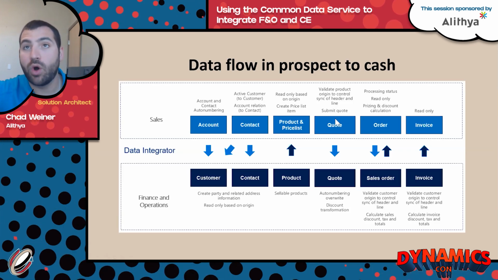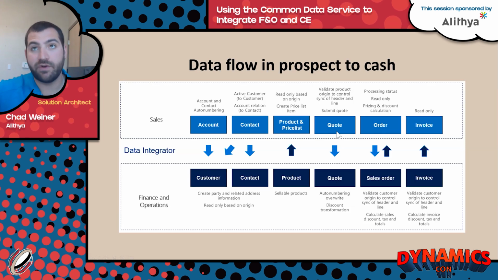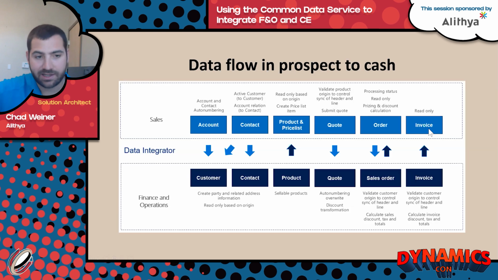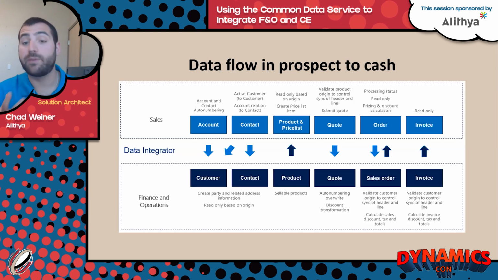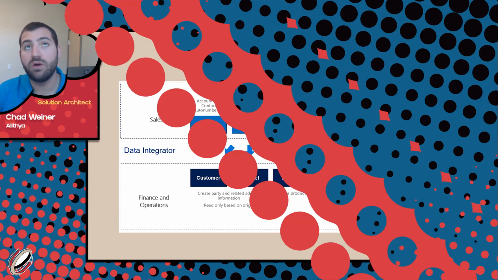They can activate a quote and move it over to F&O for processing, or maybe they convert the quote to an order, and once the customer confirms, that order goes over to F&O as a sales order, and then the invoice gets passed back to CRM sales as read-only. So there are provided maps that will allow you to really light up this functionality out of the box. So this is the prospect to cash data flow.